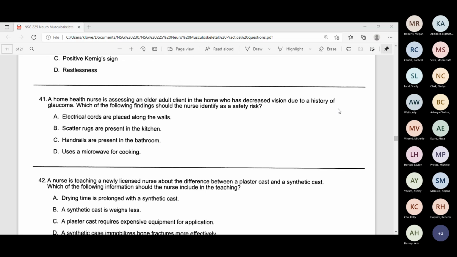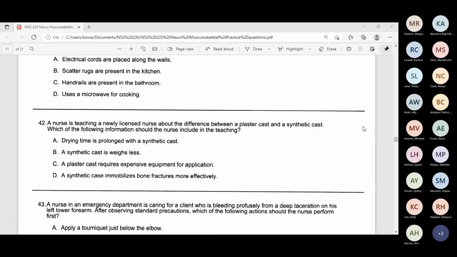A home health nurse is assessing an older adult client in the home who has decreased vision due to a history of glaucoma. Which of the following findings should the nurse identify as a safety risk? Rugs. Rugs, yeah. Scatter rugs on the floor.